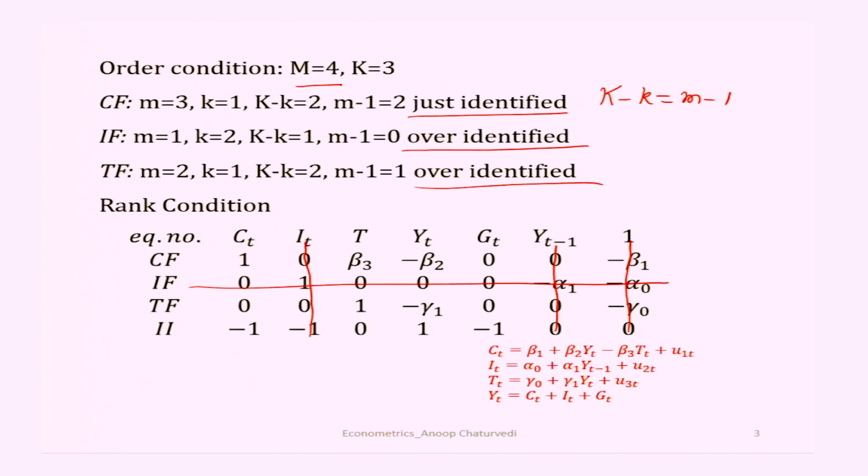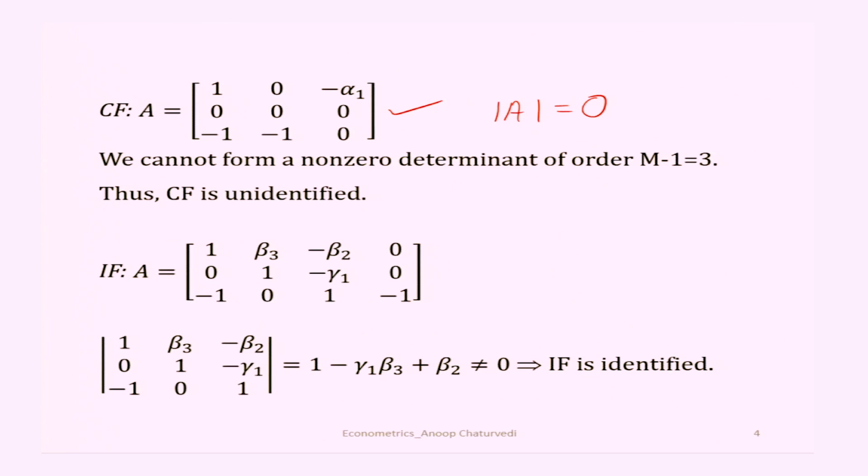Remember, according to the order condition, the first equation is just identified, second and third are over identified. If we use the rank condition, then the first equation is unidentified. So, our final result is the first equation is unidentified. The second and third equations are identified according to the rank condition. And if we combine it with the order condition, then we observe that the second and third equations are over identified.